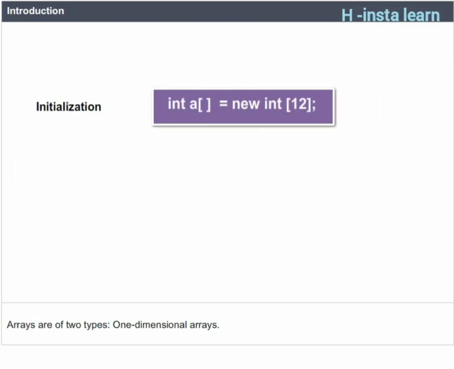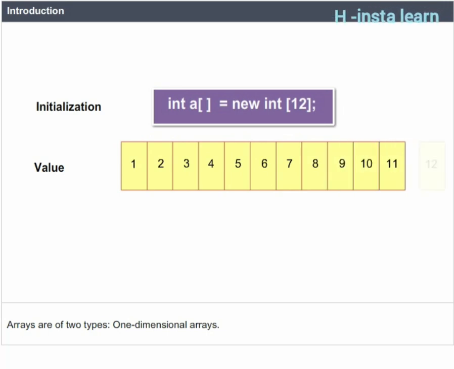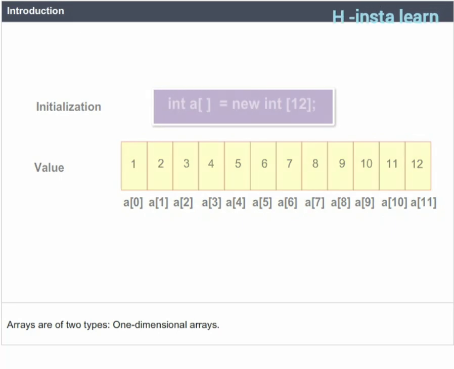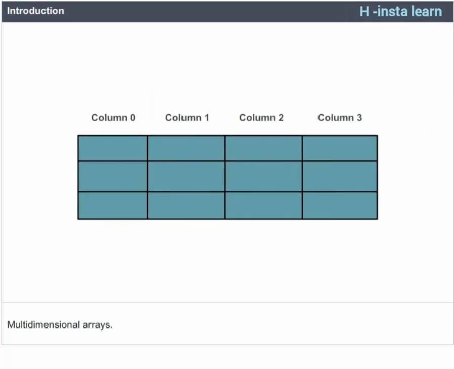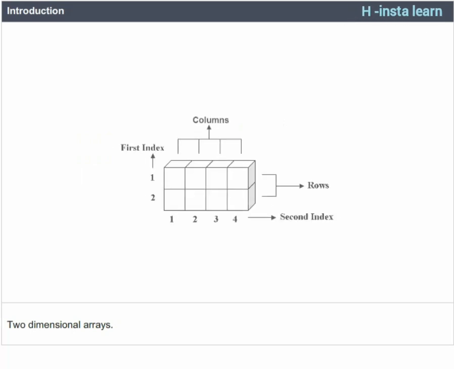Arrays are of two types: one-dimensional arrays and multi-dimensional arrays. Example: two-dimensional arrays.